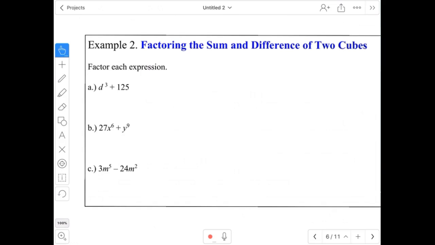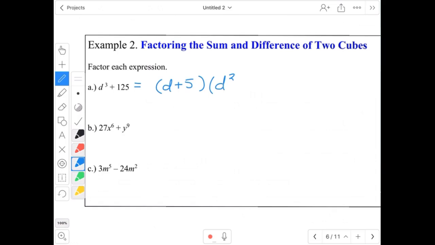Okay, so this first one, d cubed plus 125. We would need to find the cubed root of 125, which we should be able to figure out as 5. So this would factor down to d plus 5, and then we would have d squared minus 5d plus 5 squared, or 25. So that's what that piece will look like there.